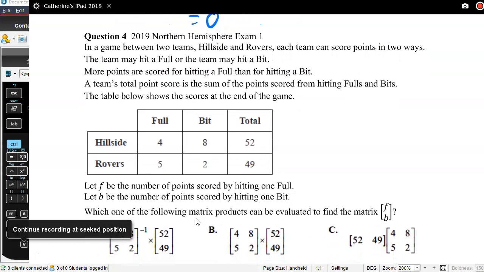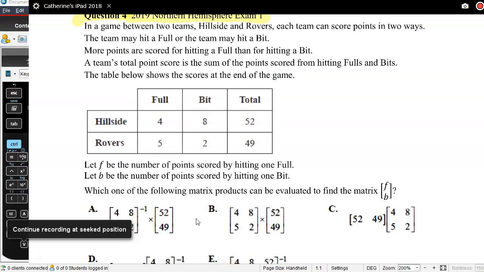So here's one from 2019 Northern Hemisphere Exam 1, question 4, so about middle difficulty. In a game between two teams, Hillside and Rovers, each team can score points in two ways. The team may hit a full or the team may hit a bit. More points are scored for hitting a full than for hitting a bit. A team's total point score is the sum of the points scored from hitting fulls and bits. The table below shows the scores at the end of the game.